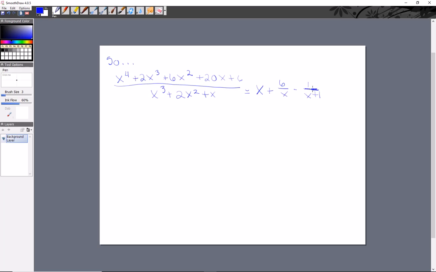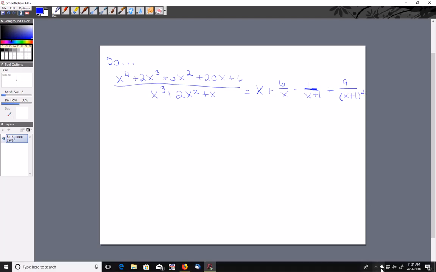Extend that out a little bit. Sorry about the mess. Plus, and C was 9, and that'll be over (x+1) squared. So there it is. That thing is all decomposed and success. We'll close this out and watch the third video, and you should be completely caught up.